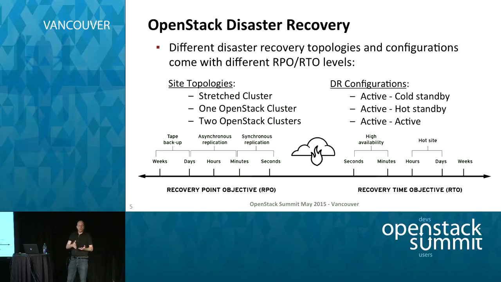And we look at the different topologies we have for OpenStack. It starts with what I call disaster recovery for the poor. So I have a cluster, let's stretch it between two sites and see what happens. Then we have one OpenStack cluster, and of course, moving to two OpenStack clusters. And when we look at DR configurations, this is where RPO and RTO come into play. I have various choices all the way from an active and cold standby to an active and hot standby. And of course, the holy grail is active-active, which typically costs more.